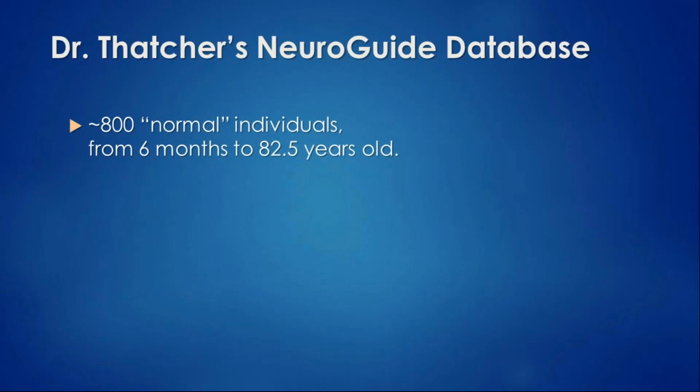The NeuroGuide database includes about 800 normal individuals, and they range from ages of 6 months all the way to about 82 years old. Now, what defines a normal individual? Before they recorded any of the brain activity of these individuals, they had them go through a battery of typical psychophysiological evaluations and psychological evaluations. And so only those who are classified as having no prior conditions, no reasons to remove them, were included in the evaluation and had their brain activity recorded. We'll see in a moment exactly how this age breakdown occurs.